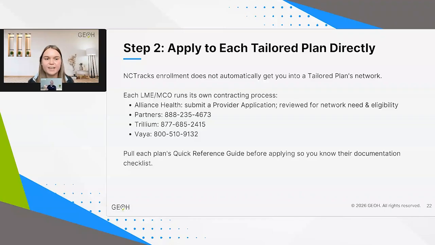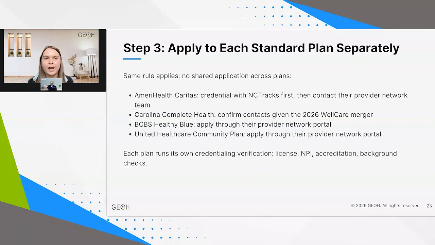So with Alliance Health Partners, Trillium, and Via, these are all listed down below, as well as in the resource section where you can go and grab those quick reference guides before you apply, so you have all their documentation ready to go. From there, you're going to have to apply to each standard plan.